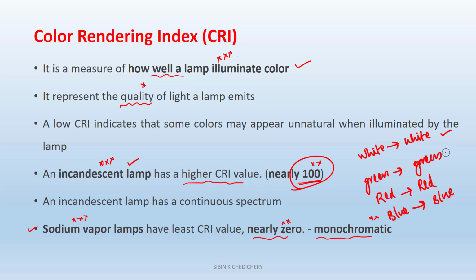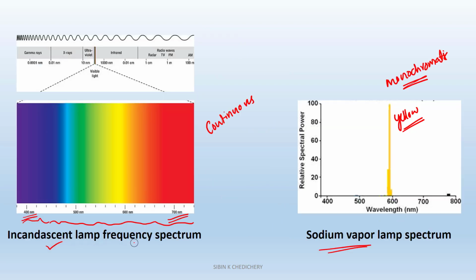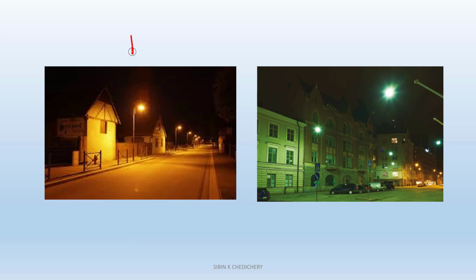So we can identify the real color of that object using an incandescent lamp, which is not possible using a sodium vapor lamp. I will show you a picture of that. See, this is a picture where we use a sodium vapor lamp. Normally sodium vapor lamps are used in street lights. That is also a previous question. The main application of the sodium vapor lamp is street light applications.